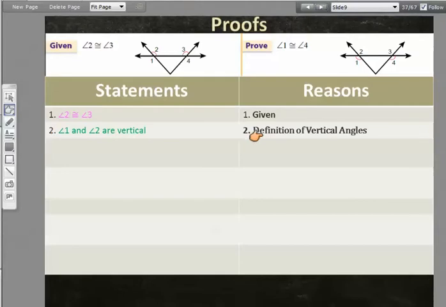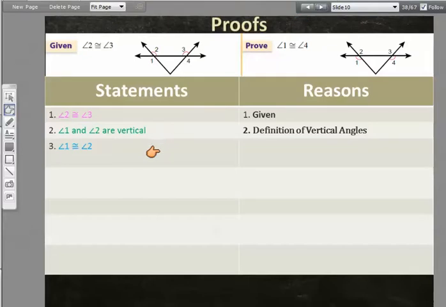Now then, remember how I was saying your if is going to match your previous statement and your then is going to match your current statement? Well, I didn't do that here because I'm just writing a definition. But I have these highlighted pink and green for future statements. Okay? So if 1 and 2 are vertical angles, what do I know is always true about vertical angles? I know they're always congruent.